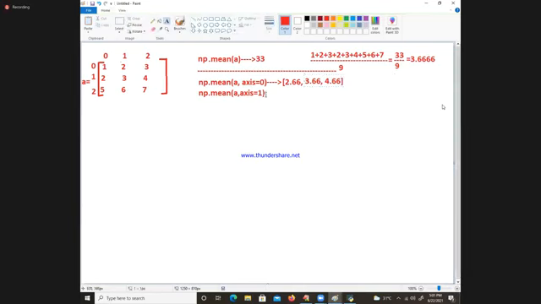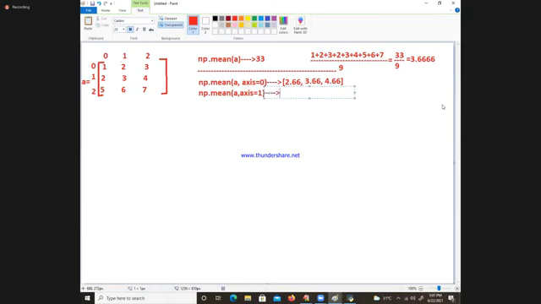Now you tell me, axis is equal to 1 means what? Axis 1 represents row. Are you following me? 1 plus 2 plus 3 is 6. 6 by 3 is 2.0. Next, 2 plus 3 plus 4, 5 plus 4, 9. 9 by 3 is 3.0. Next, 5 plus 6 plus 7, 13 plus 5.